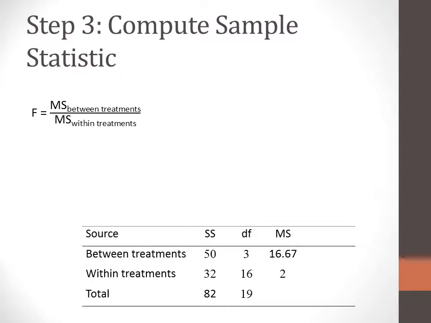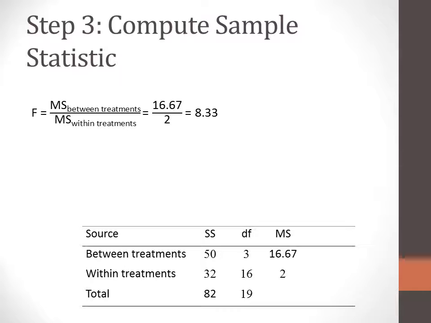And now we simply solve for F by taking the mean square between treatments, which is the difference that we expect to get between our treatments plus error, and we divide it by the mean square within treatments, which is just our error. And what happens is we take the value of 16.67 and we divide it by 2. So 16.67 divided by 2 gives us an F ratio of 8.33. And if you think back to last lecture, that's a pretty large F ratio. So it's a pretty good guess that we ended up rejecting our null.